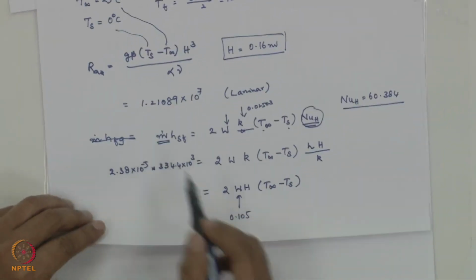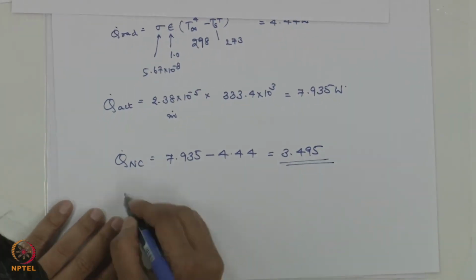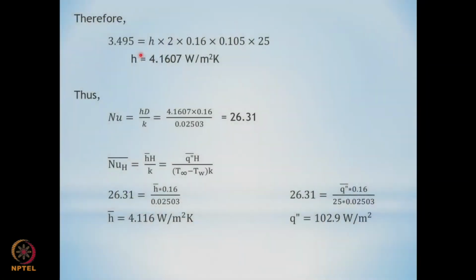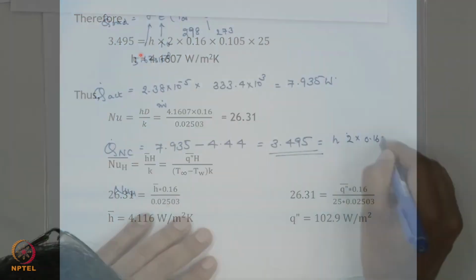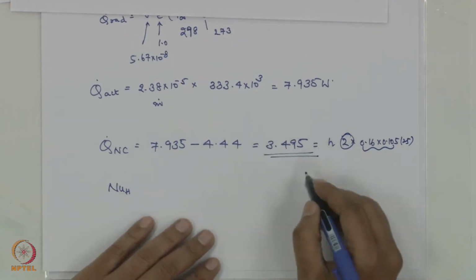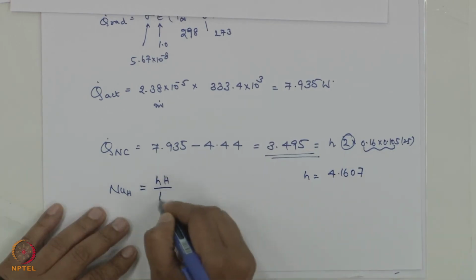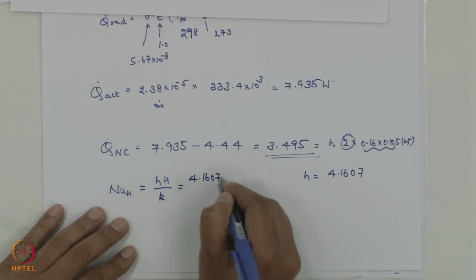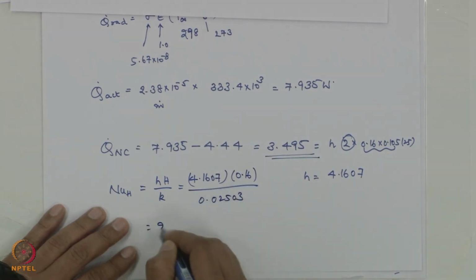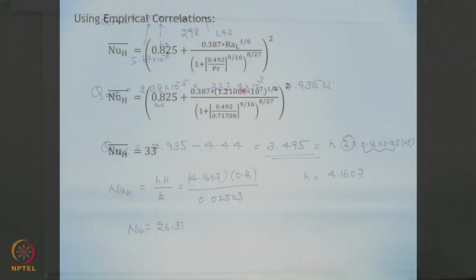So q dot natural convection is 7.935 minus 4.44, you get 3.495, but we have taken the whole of m dot hsf in my calculation. Instead, if I just take 3.495, I am going to get a Nusselt number of, see this slide here, 3.495 equals h into 2 into 0.16 into 0.105 into 25. This is the area, twice because of two boundary layers. You get h equal to 4.1607. Nusselt number is h L by k, 4.1607 into 0.16 upon 0.02503, you get 26.31.